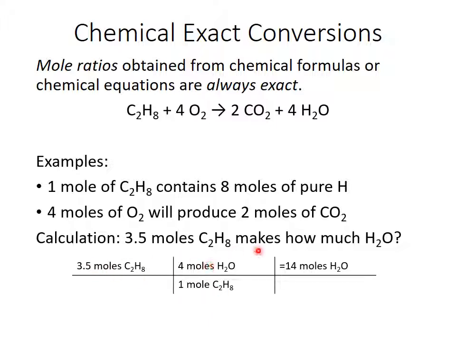3.5 times 4 is 14. And our weak link over here has 3.5, so that's 2 sig figs. So we have 2 sig figs in our final answer.